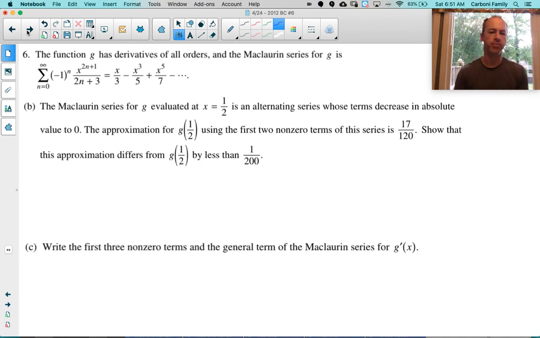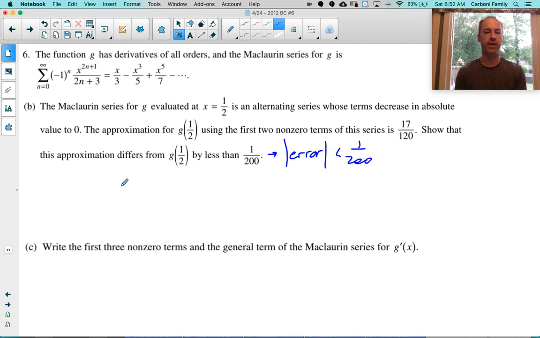Okay, so they tell you the Maclaurin series for G evaluated at 1/2 is an alternating series whose terms decrease in absolute value to 0. So basically they're telling you it's a convergent alternating series. The approximation for g of 1/2 using the first two non-zero terms is 17/20. Show that this differs from the actual value by less than 1/200. So we want to show that the magnitude of the error when plugging 1/2 in is less than 1/200.